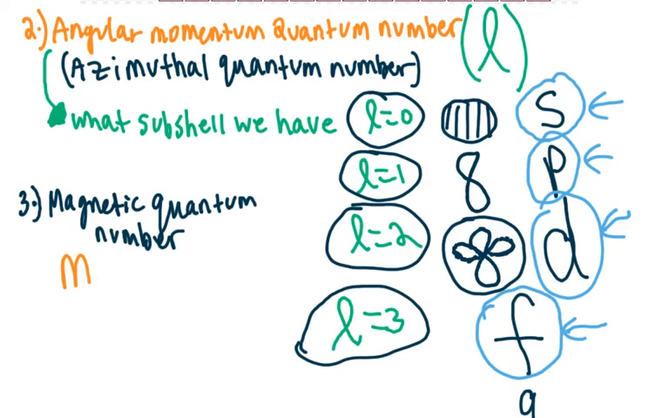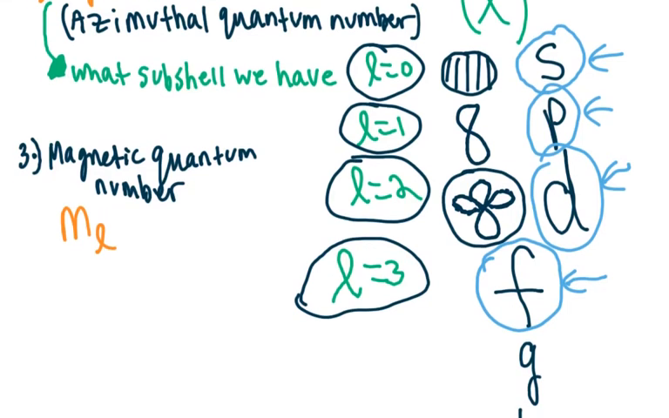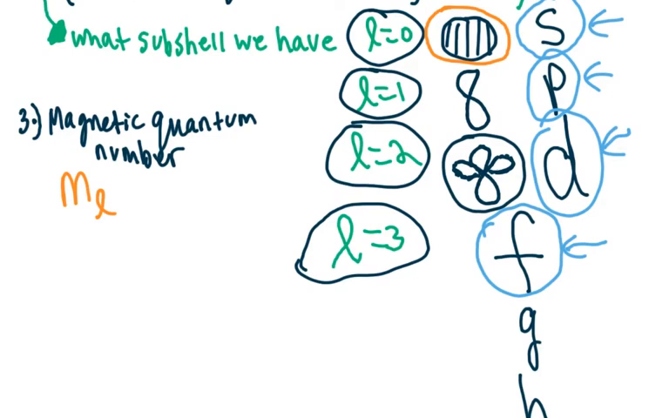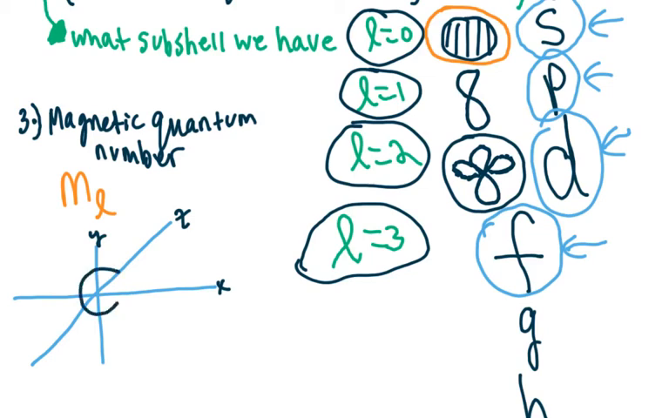ML, okay? And so that's the magnetic quantum number, and it tells us the orientations of the specific subshell. So for the S subshell, since it's just a sphere, there's only one orientation in a 3D graph. So if we had an X, Y, and Z plane, labeled Y, X, Z, then a sphere is just going to have one orientation, because it's a sphere, it can't have more than one.